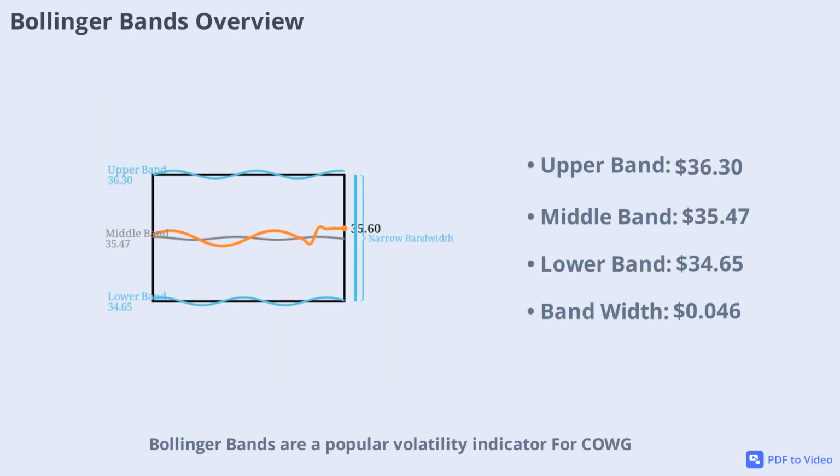Bollinger Bands are a popular volatility indicator. For COWG, the upper band is at 36.3, the middle band at 35.47, and the lower band at 34.65. The current price is near the middle band, suggesting a balanced state between buyers and sellers. The band width is 0.046, indicating relatively low volatility at the moment. When the price approaches the upper or lower bands, it often signals overbought or oversold conditions, which can precede reversals or breakouts.